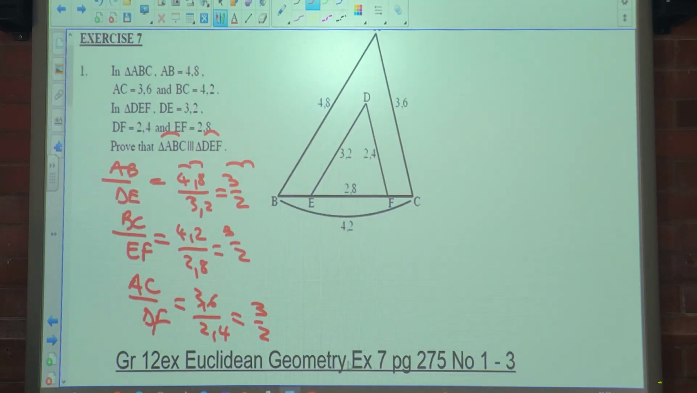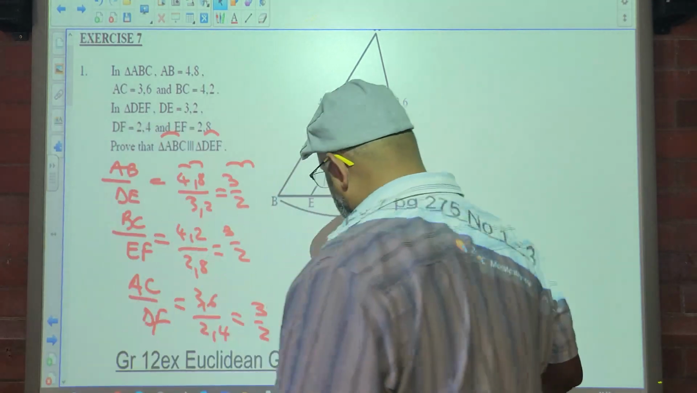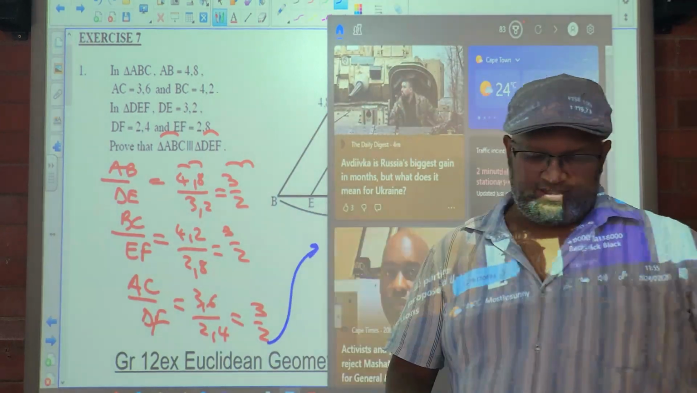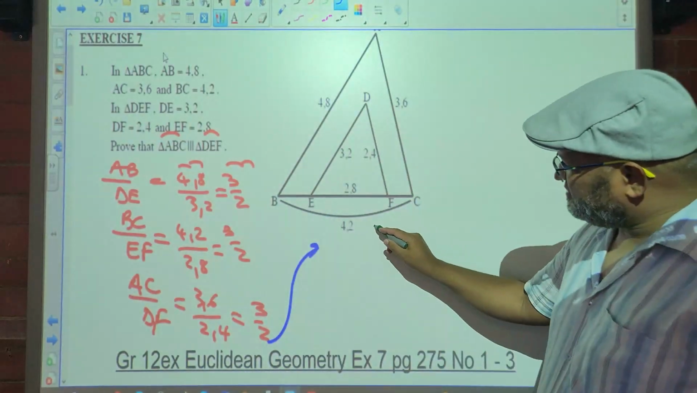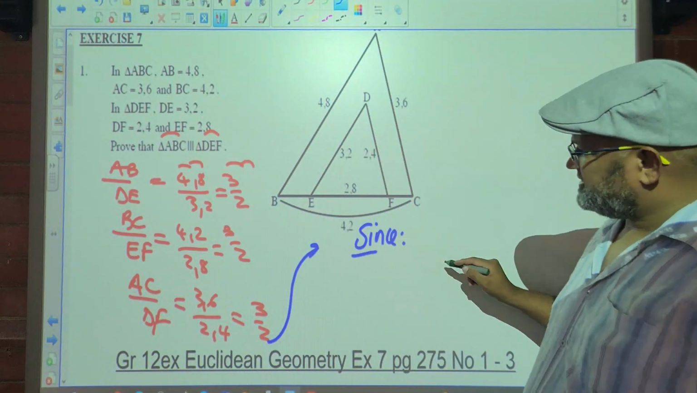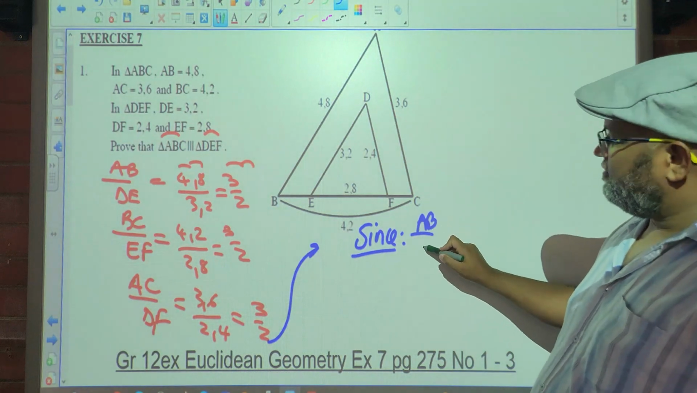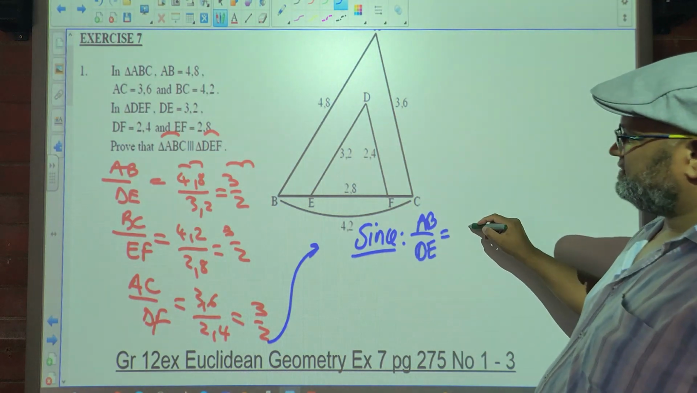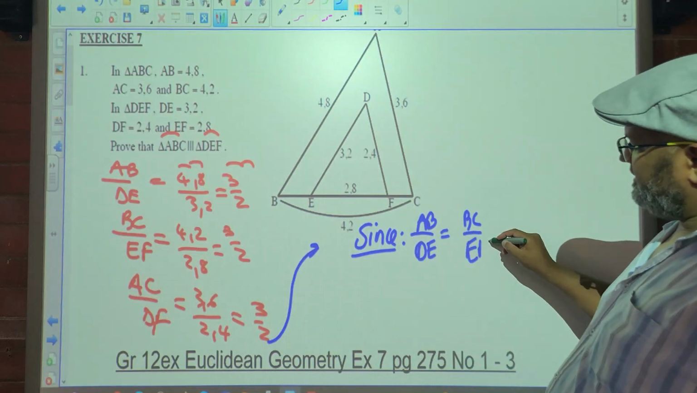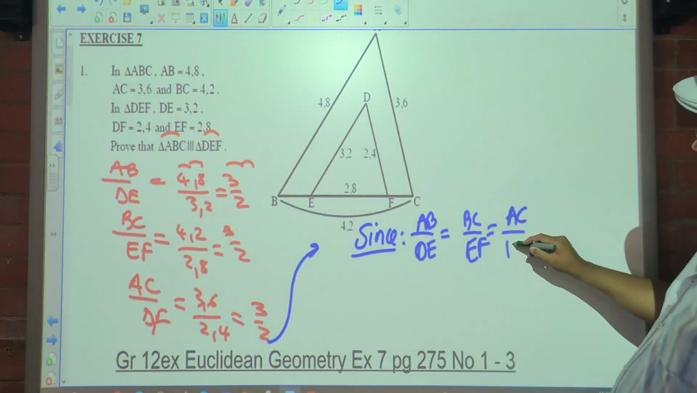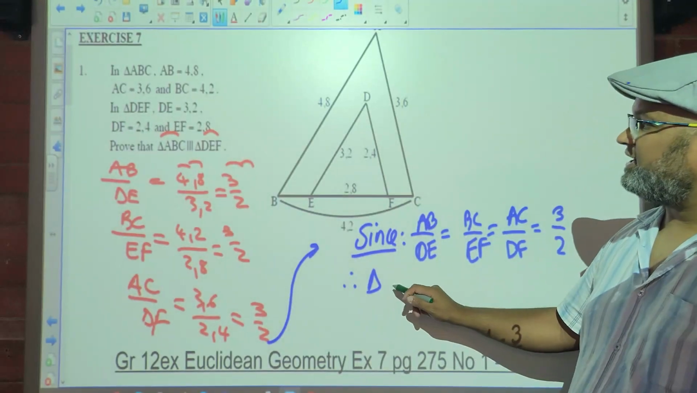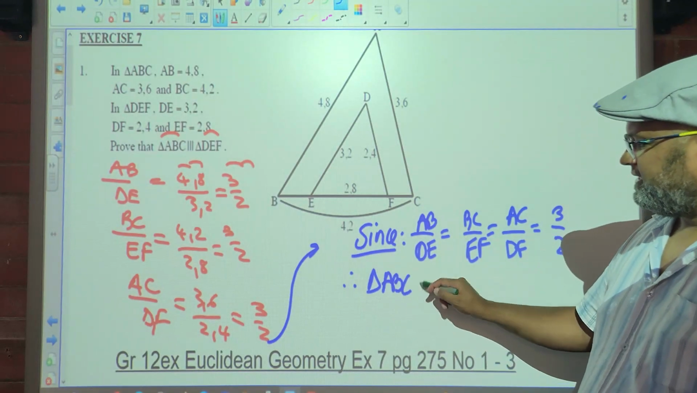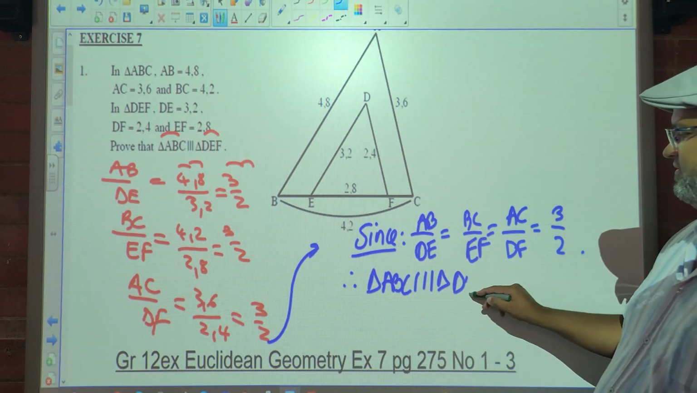Not so? So this normally goes under here, huh? But because of the space here, and I want to keep the diagram in focus, we state the obvious now: since AB over DE is equal to BC over EF equals AC over DF, which is equal to 3 over 2, can you see that, people? Therefore, triangle ABC is similar to triangle DEF.